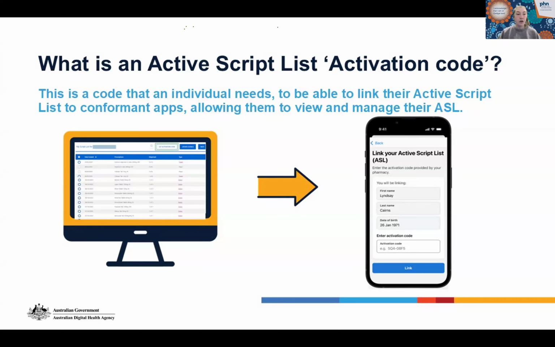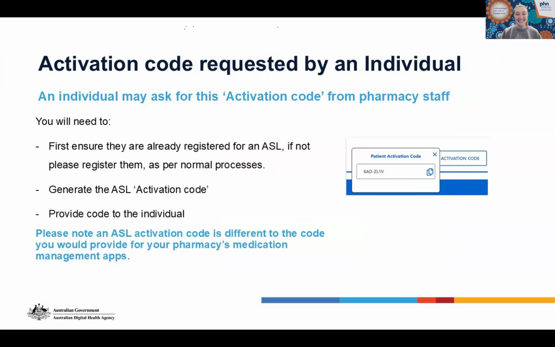If an activation code is requested by an individual, a pharmacist, or a GP with conformant software, will need to first ensure that the patient is already registered for the ASL. If they're not yet registered for the ASL, please register them as per normal in the steps that we just outlined earlier. Then once they are registered, you can provide them with an activation code for the ASL.